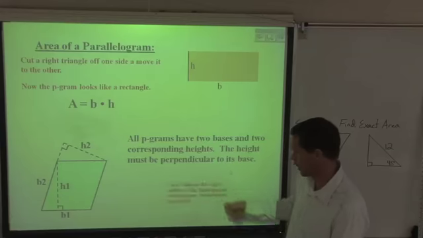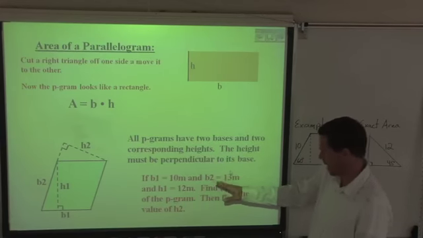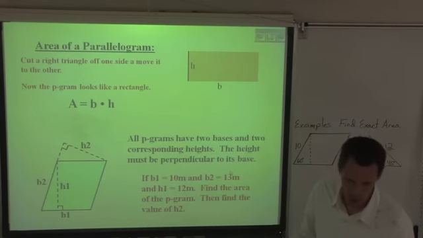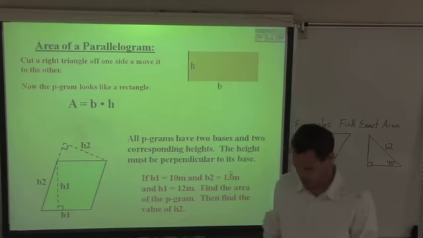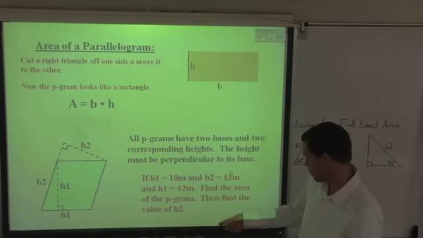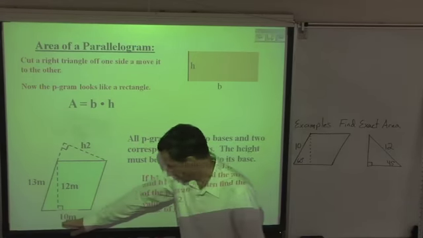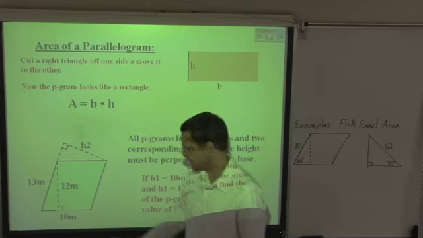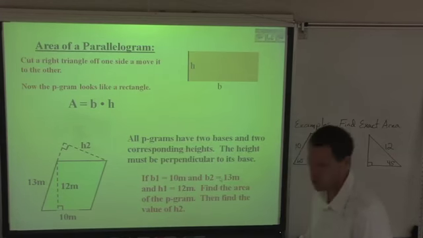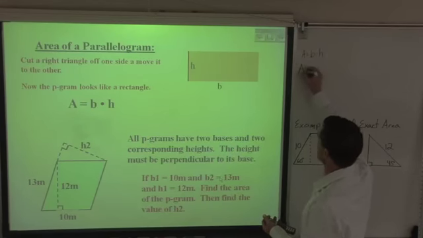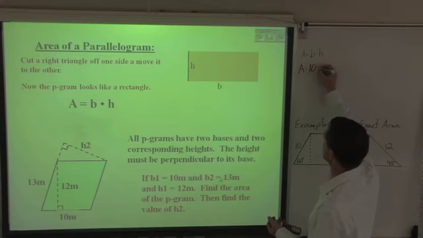So here's an interesting question. What if base 1 was 10 and base 2 was 13 and then height 1 was 12? Could we figure out what the area of this parallelogram is and then find the value of height number 2? So let's put the numbers in. Base 1 is 10, height 1 is 12, base 2 is 13. Well, first we start with the easy part. Area is equal to base times height. Now if area is equal to base 1, which is 10, times the height, which is 12, we get the area is equal to 120.